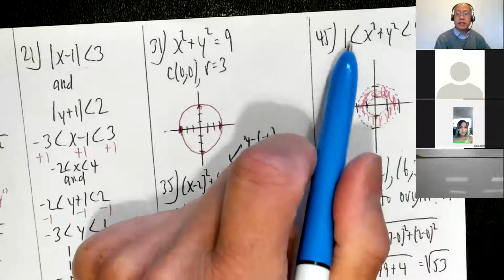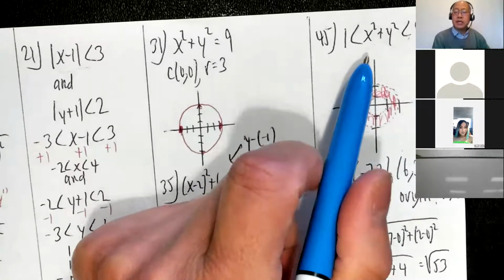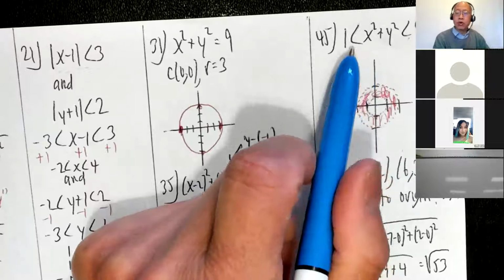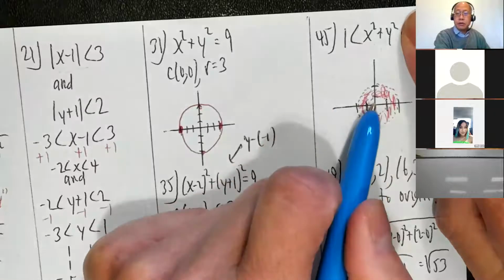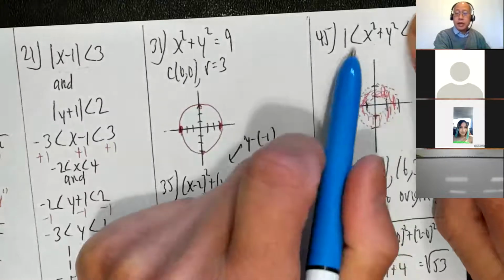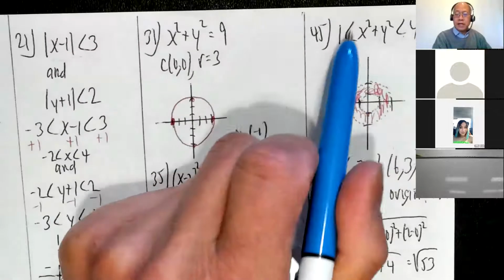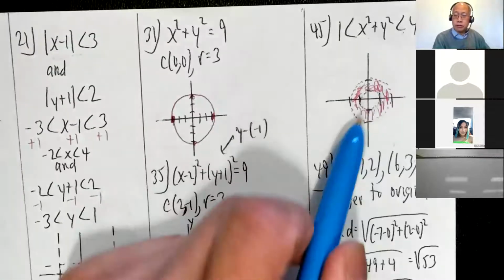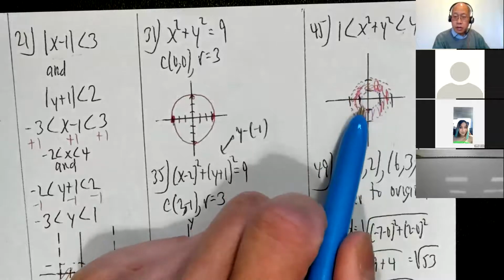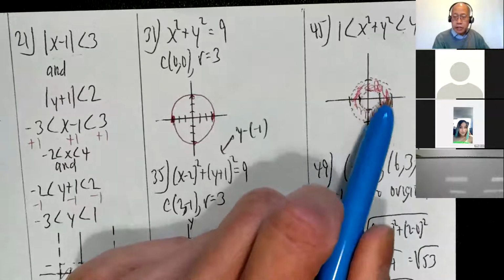So this was 1 less than x squared plus y squared less than 4. A nice way to think of this is it means you want the radius to be between 1 and 2. X squared plus y squared equals 1: center of the origin, radius of 1. X squared plus y squared equals 4, radius of 2. So when it's like that, you're basically saying you want the radius to be between 1 and 2. Here it is: a dotted circle, radius is 1, and a dotted circle, radius is 2.